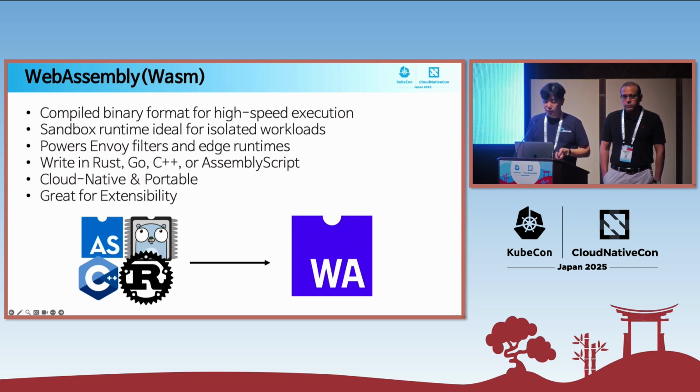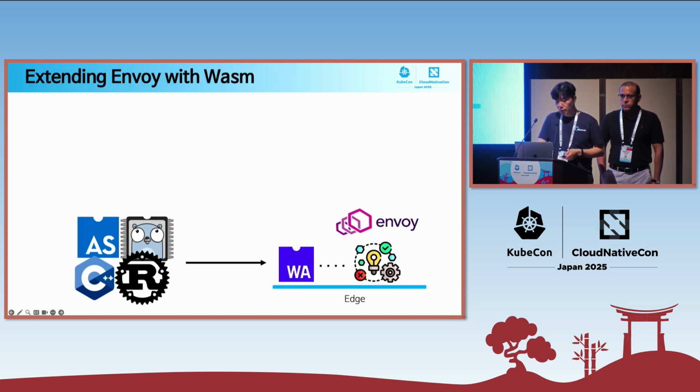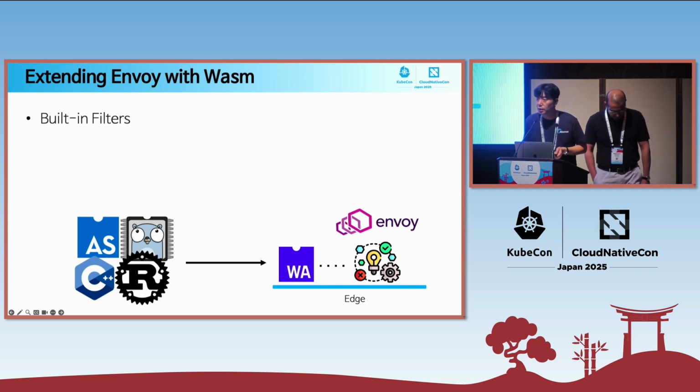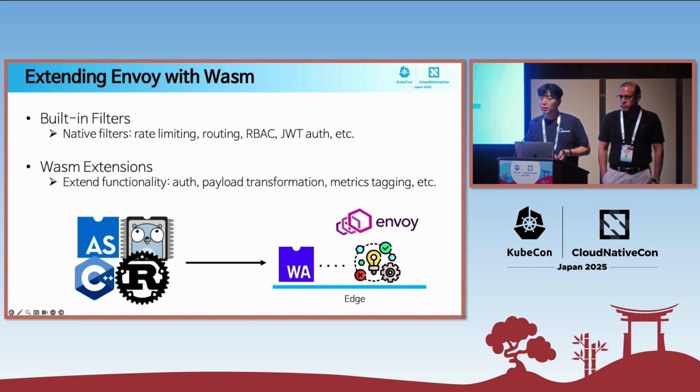So great for extensibility. So in this session, Wasm, the sample is the extended Envoy filter. So finally, and eventually, we have the built-in filters, the WebAssembly filters on Envoy environment in the edge side. There are two kinds of filters. Built-in filters by Envoy Proxy, like rate limiting based on your quota management for API traffic, routing, role-based access control, JSON Web Token authentication, etc.